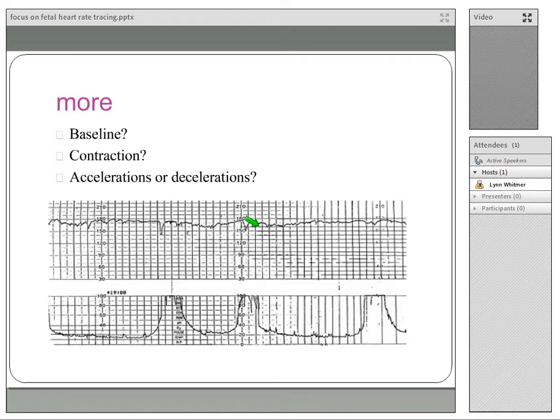Okay? Third piece of information is accelerations. Do we see accelerations? Well, my goodness, the fetal heart rate's already elevated. Would I want to find accelerations? Yes, because it shows that the baby has the oxygen reserve.